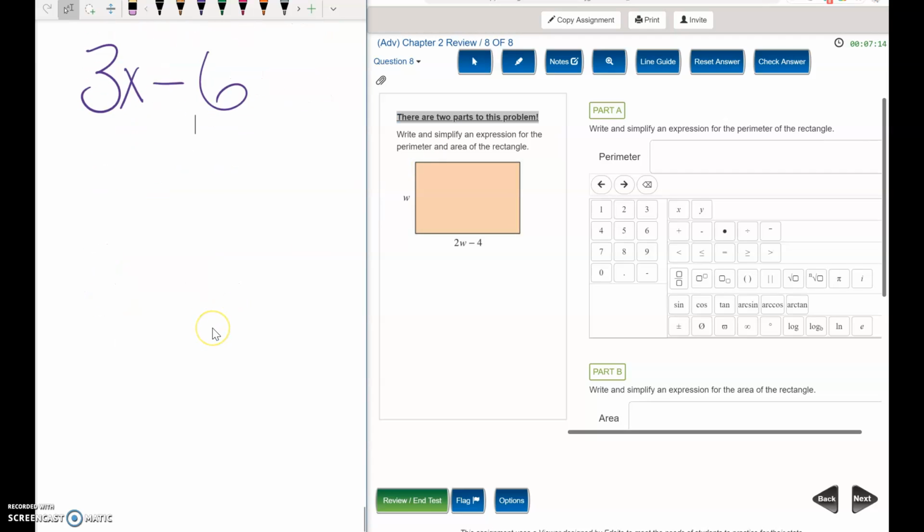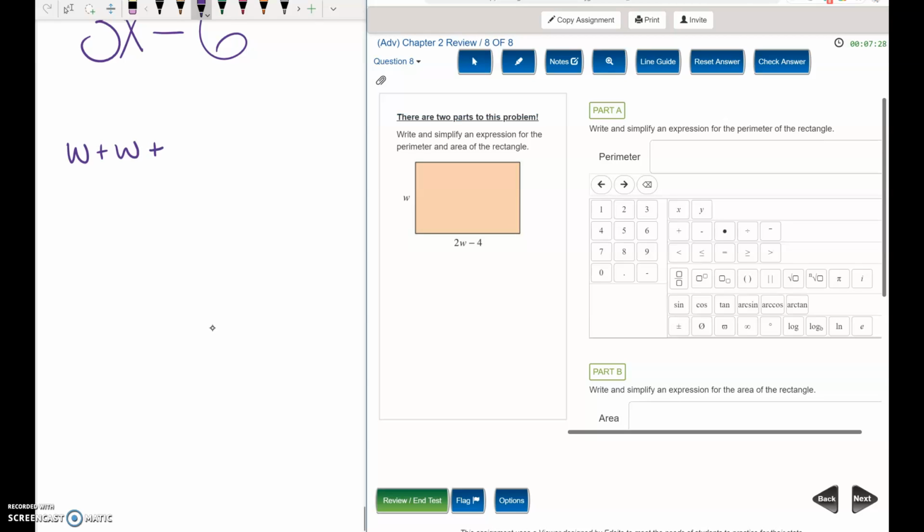Okay. We need to find the perimeter of this rectangle. This rectangle has two sides with length W. The left side is W, the right side is also W. This thing has two sides that are 2W minus 4. So 2W minus 4, 2W minus 4. If you put that in as your answer, it will count it wrong. You need to combine like terms.